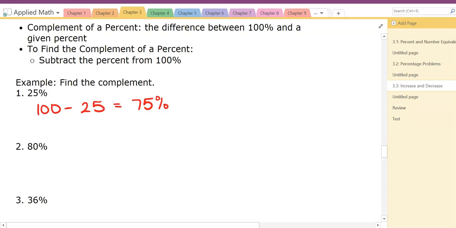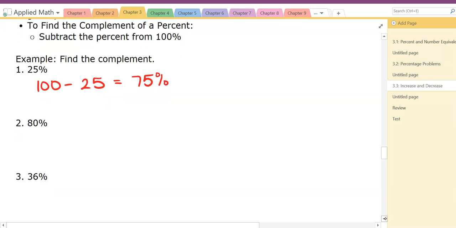Okay, so take a minute and write down what the complements of 80% and 36% would be. So what's the complement of 80%? 20. And how about number 3? 64.